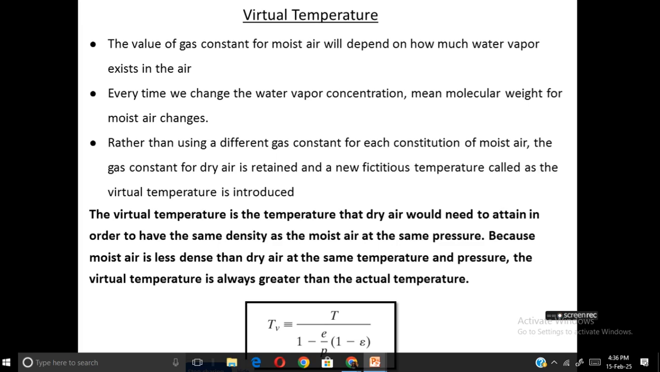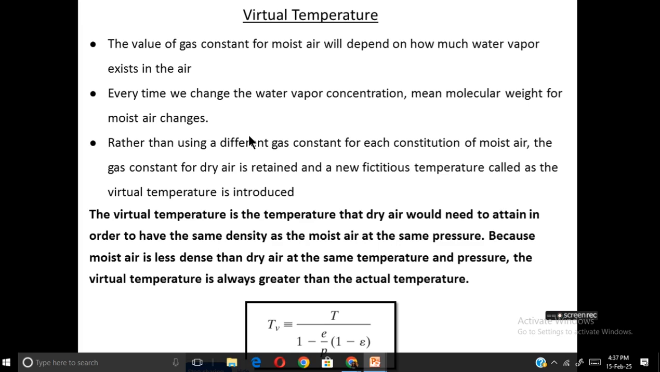Since it is difficult to calculate a value of gas constant for each constitution of moisture, the gas constant for dry air is retained and a new fictitious temperature called virtual temperature is introduced. So, to solve the issue of using a different gas constant for each constitution of moisture, they retained the gas constant of dry air and introduced a new fictitious temperature called the virtual temperature. Virtual temperature is the temperature that dry air would need to attain in order to have the same density as the moisture at the same pressure.